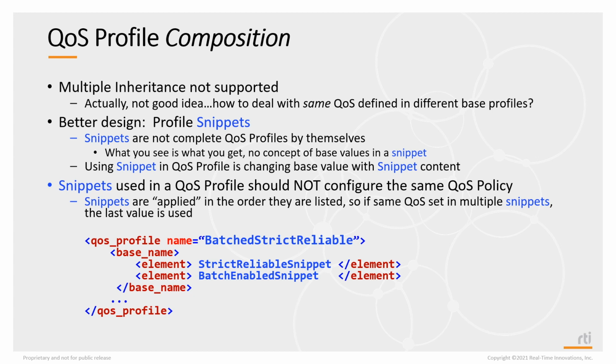I have a profile here called compose profile, and then the tag base name tells us that we're going to add some snippets. We're going to use some snippets to define this profile. And then each element should be referring to a snippet. So each element is the name of a snippet, and the elements will be applied in the order that they're seen in the file.